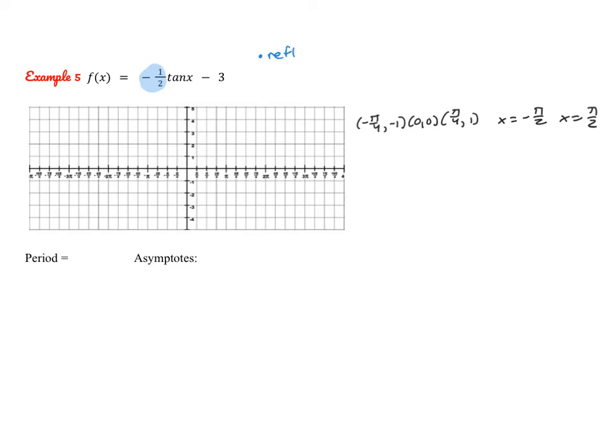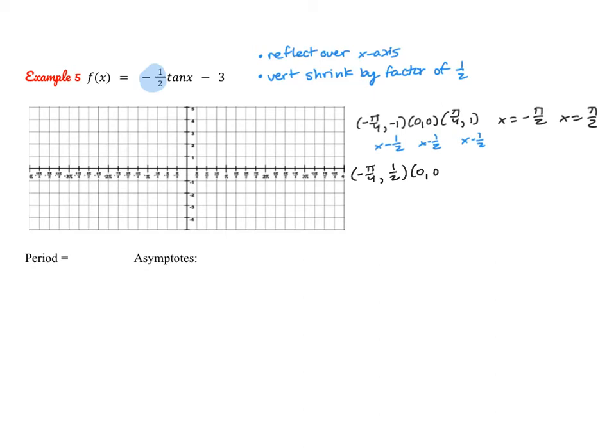So we have the reflection over the x-axis, so that vertical reflection, and we have a vertical shrink by a factor of 1/2. Since they both involve our y value, I can simply multiply all of our y values by negative 1/2. I can do both at once because they both involve multiplication. So this will not affect our vertical asymptotes. So let's apply that transformation first.